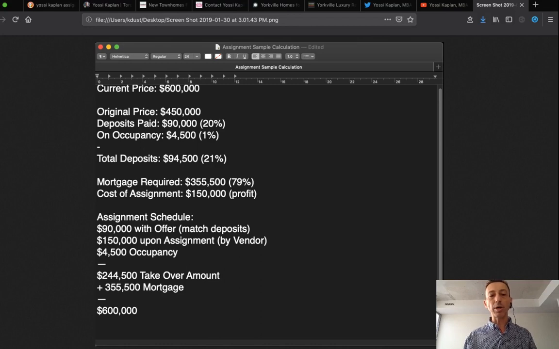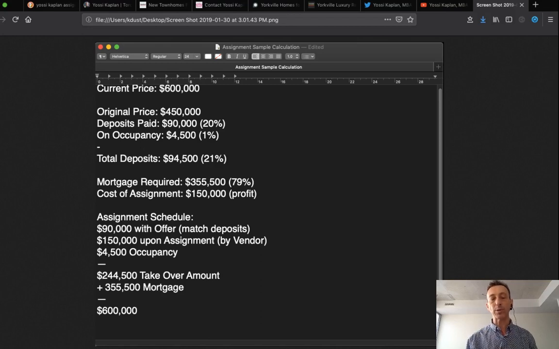That means that the mortgage required is 79% of the original price, 450. That's 355,500. And the cost of the assignment, the difference between the current asking price, 600, and the original price, 450, is 150. Okay, easy. So now let's see, what do I have to pay and in what way in order to take over the assignment?